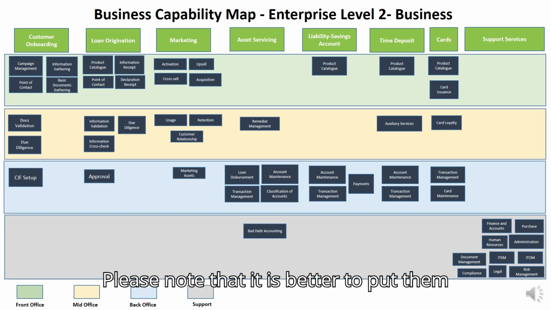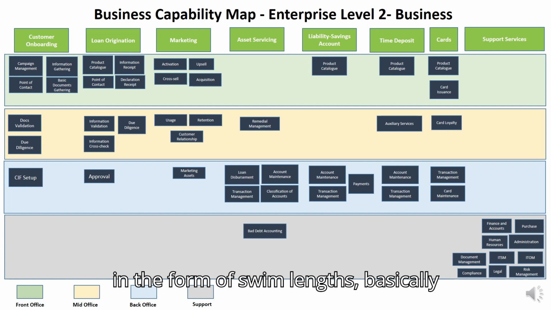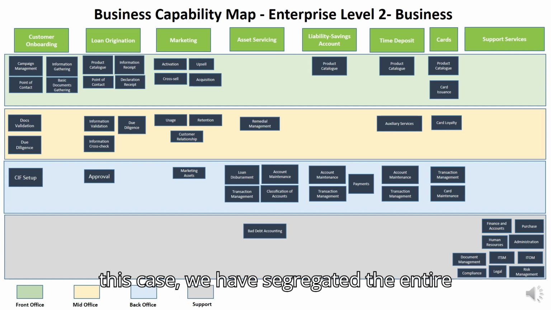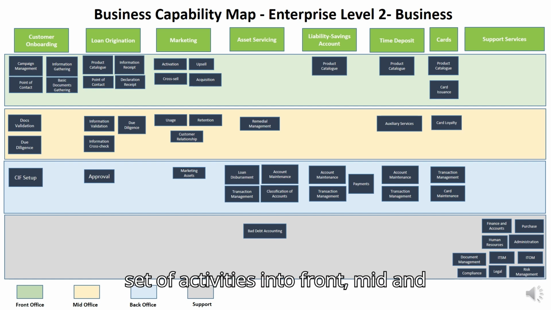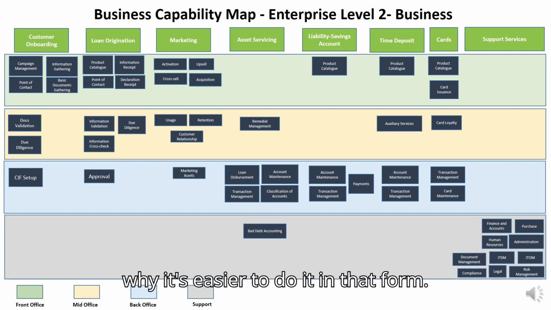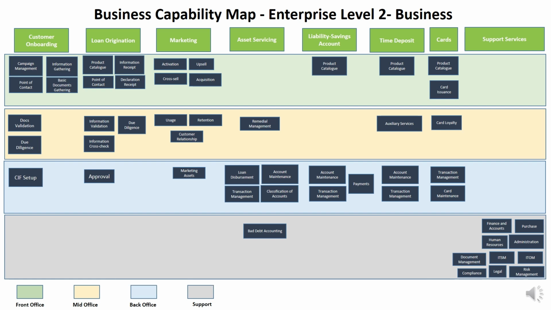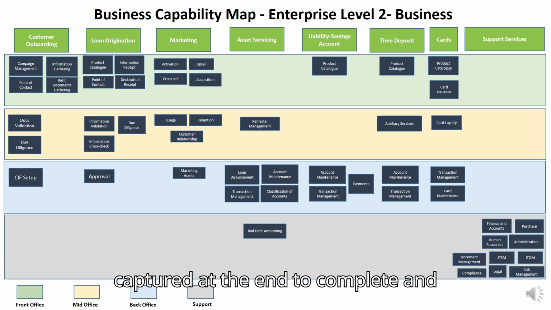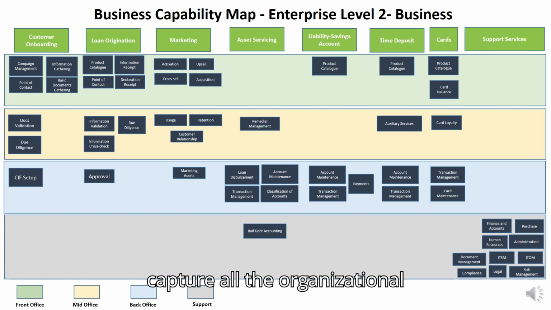Please note that it is better to put them in the form of swim lanes, basically the component levels and swim lanes. In this case, we have segregated the entire set of activities into front, mid and back office because it's a bank. That's why it's easier to do it in that form. And as mentioned in the beginning, the ancillary or auxiliary services are also captured at the end to complete and capture all the organizational capabilities within that particular company.